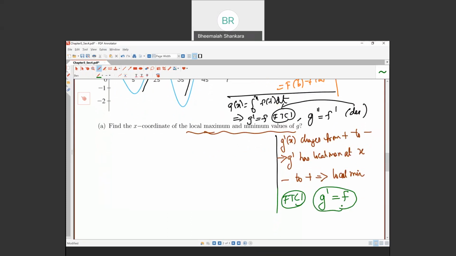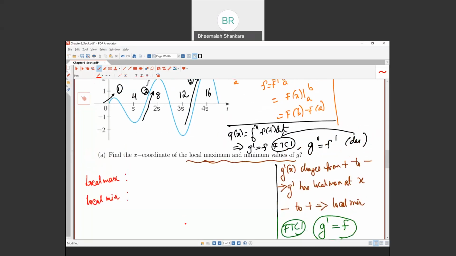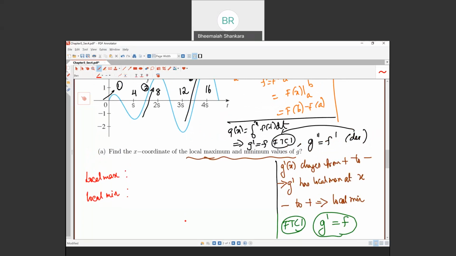So whatever happens with the f at some interval will happen with the g prime on the same interval. So now let's go back to the graph and read carefully and list out the local max and the local min. So we have a maximum at 2 and we have a maximum at 10.